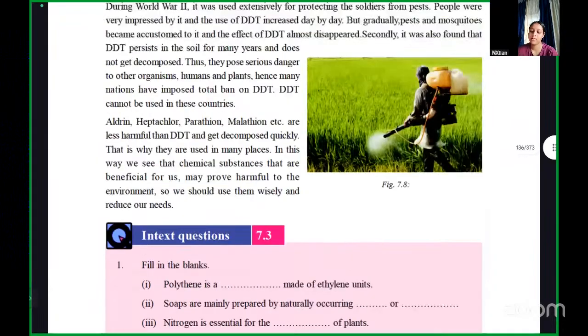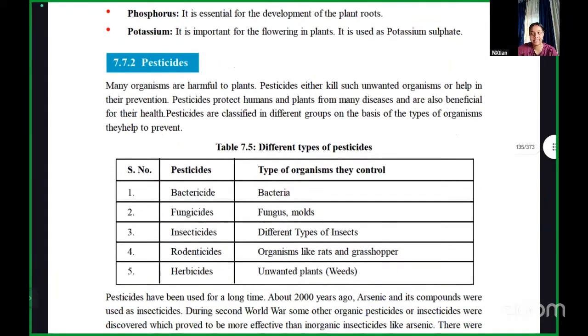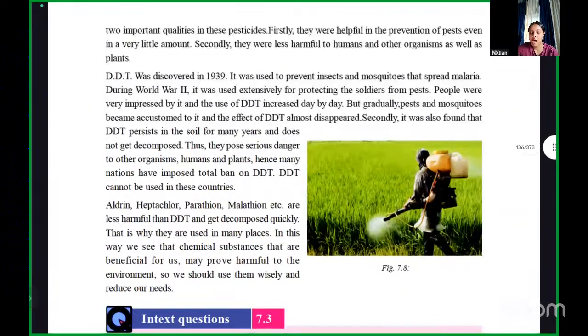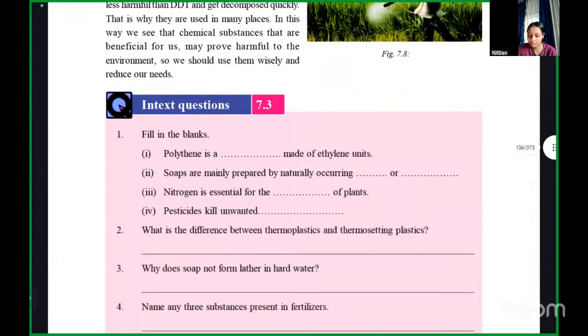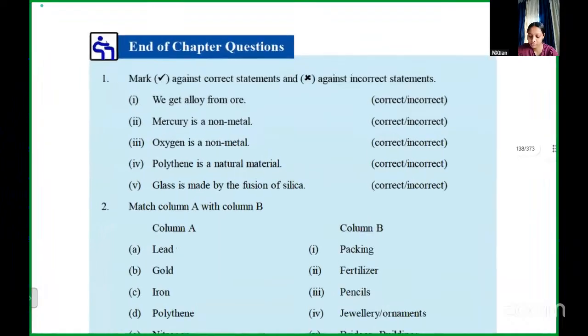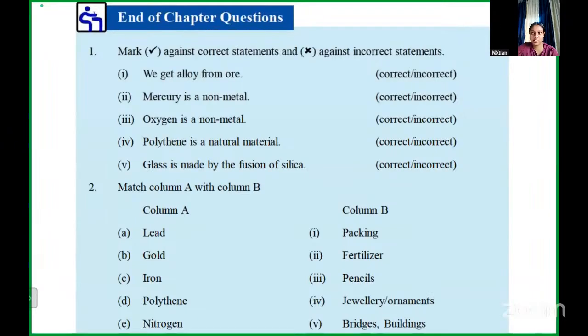In the last class, we finished the topic of pesticides. We saw what pesticides are, what their uses are, then different types of pesticides and how they are used for different purposes. After that, we saw how DDT was one pesticide that was used, and other pesticides also. Then we tried out the in-text question 7.3. Today we will try out the end of the chapter questions. Please unmute yourself and turn on your videos.